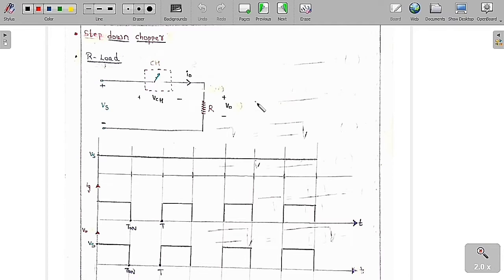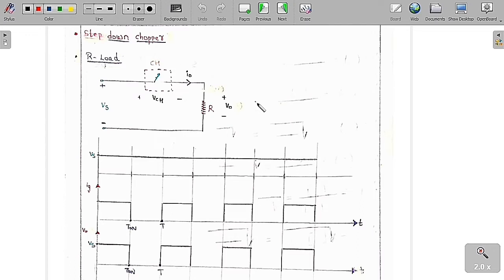So let's get started. The first concept that we are going to deal with is the step down chopper. Step down chopper means the output voltage will always be lesser than the input voltage. The basic function of a chopper is to convert a fixed DC voltage into a variable DC voltage. That is the basic function of a chopper. Now we are going to discuss the step down chopper, where the output voltage is always lesser than the input voltage.